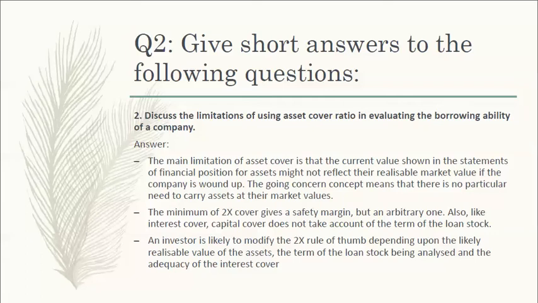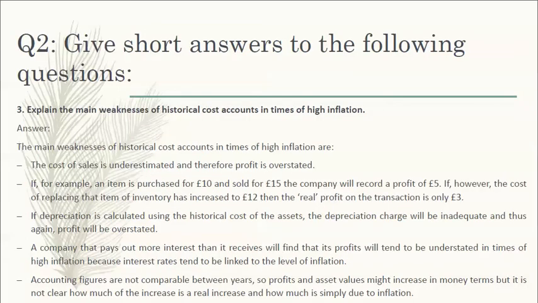Next question. Explain the main weakness of historical cost accounts in times of high inflation. Answer here. The main weaknesses of historical cost accounts in times of high inflation are: the cost of sales is underestimated and therefore profit is overstated.